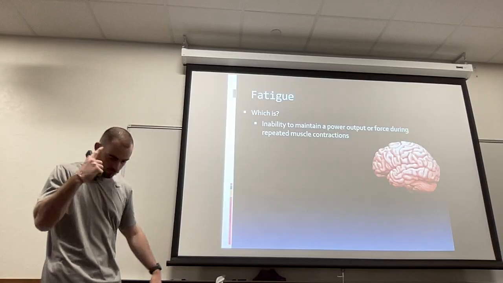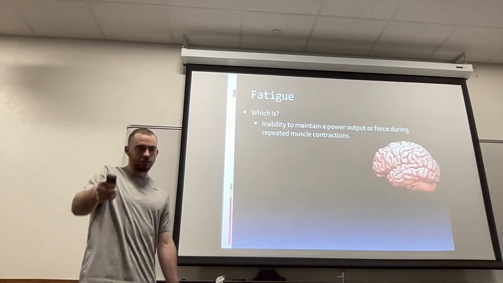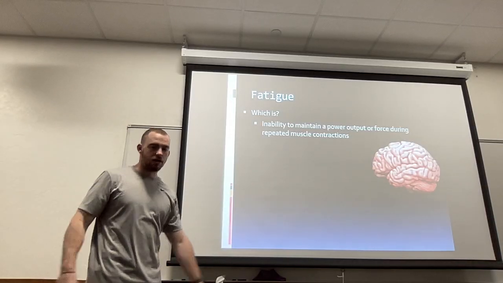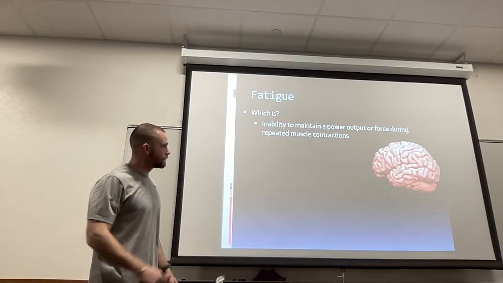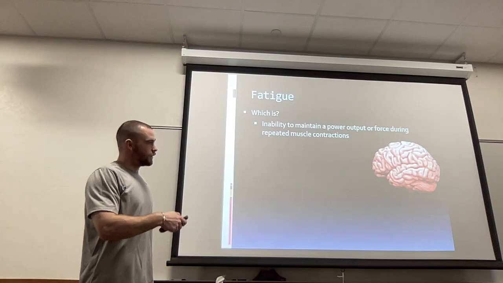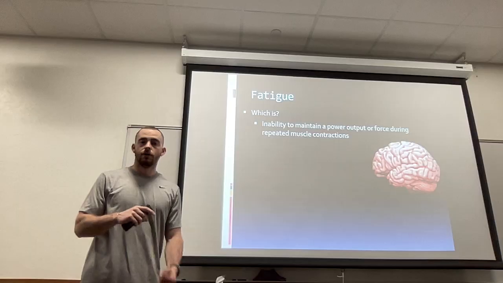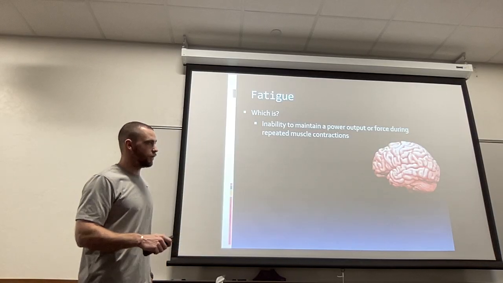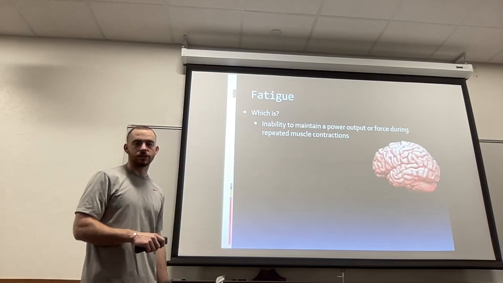So, first, one of those general principles, fatigue. It's good to identify what fatigue is. Fatigue is the inability to maintain a power output or force under repeated muscle contractions. It's also important to know that this is recoverable by rest. I attached this brain right here because I think it's important to know that exercise starts in the brain and it ends in the brain. This is where it begins, and when you fail, this is probably what was causing the failure.